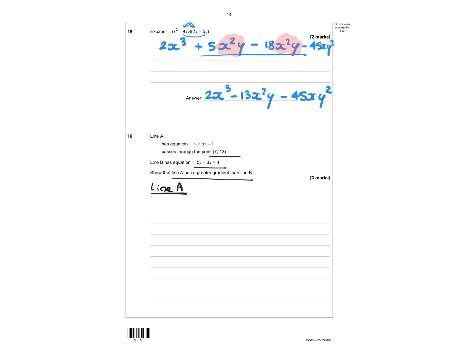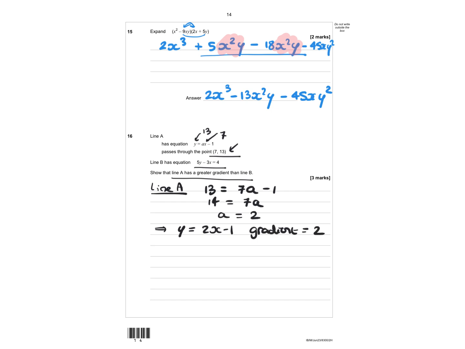We have a coordinate which we can substitute in. So 13 equals 7a minus 1. I've replaced y with 13 and I've replaced x with 7 using the coordinate that lies on line A. And we can solve this mini equation. 14 equals 7a, a is equal to 2, which means that line A has the equation y equals 2x minus 1, which means its gradient is equal to 2.